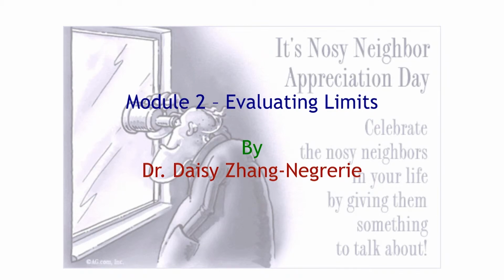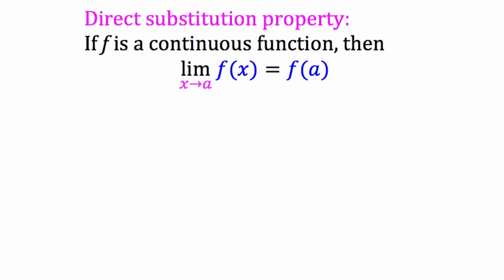Welcome to class. Today we'll be talking about evaluating limits. Often we can just plug in. It's called the direct substitution property. If f is a continuous function, then the limit of f(x) when x approaches a is simply f(a), by plugging in the value of x to be a.